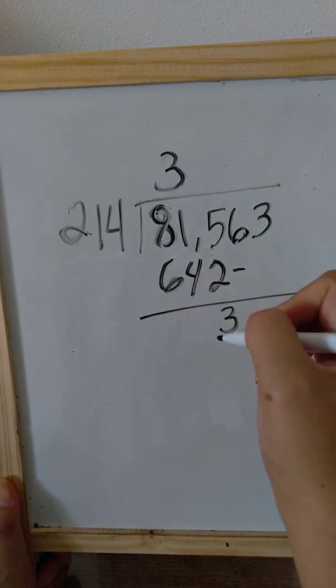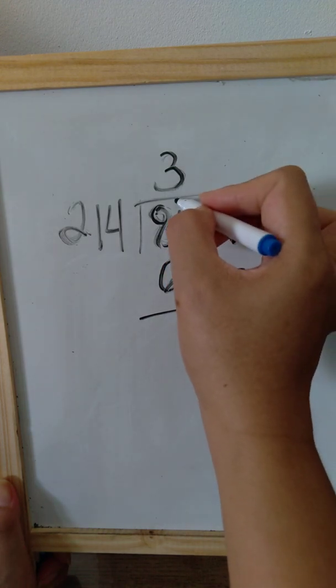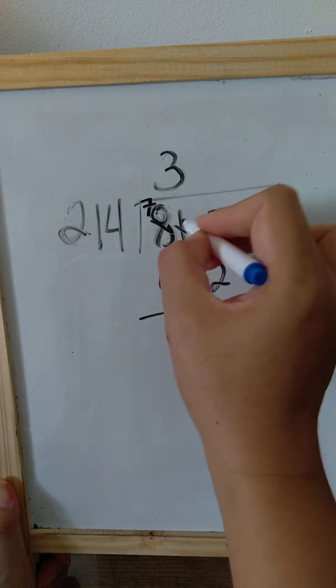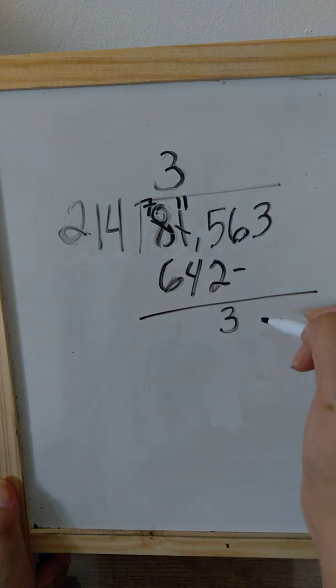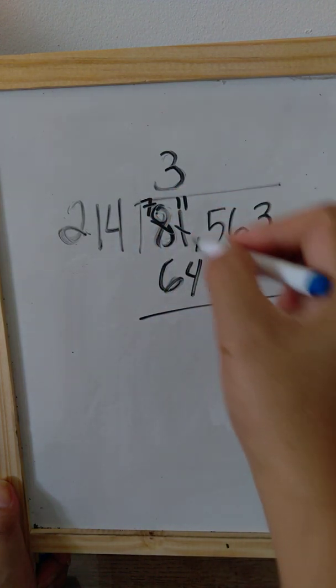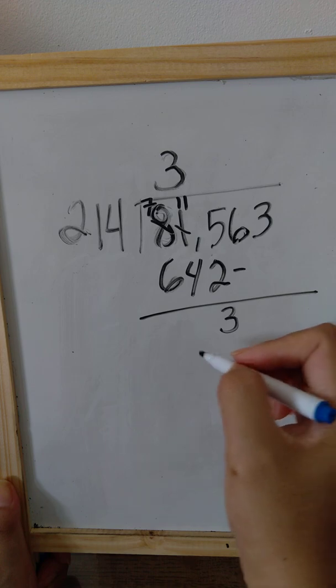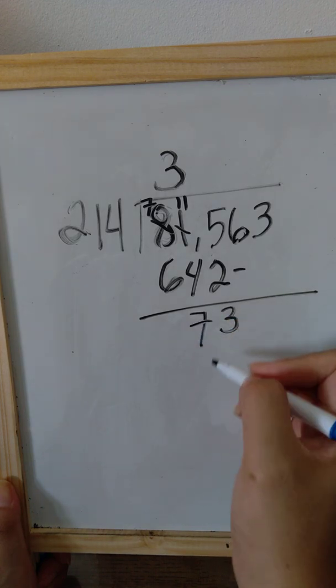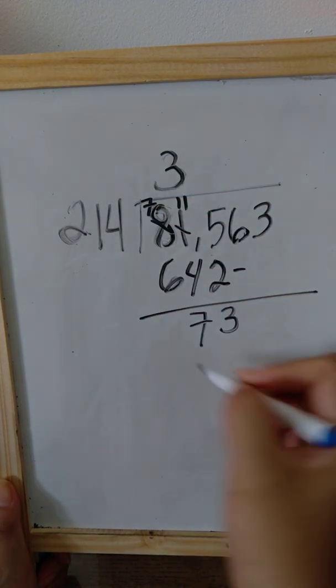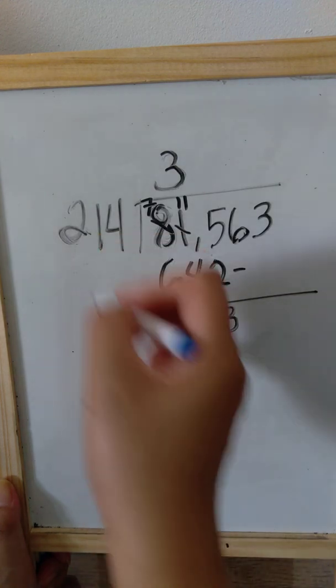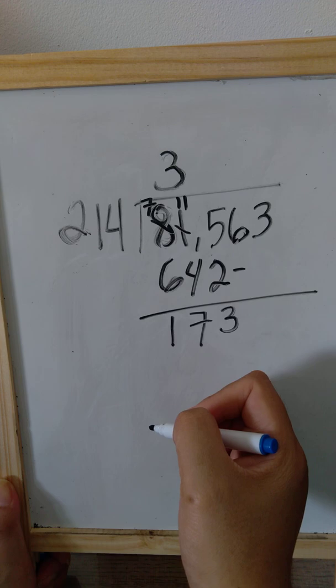1 minus 4 cannot be. So let's borrow 1 from 8, and then 8 will become 7, and then 1 will become 11. Now we can subtract them, okay? So 11 minus 4 is equals to 7. 7 minus 6 is equals to 1. So there, 173 divided by 214 cannot, right?